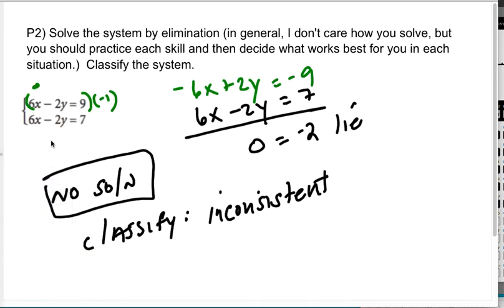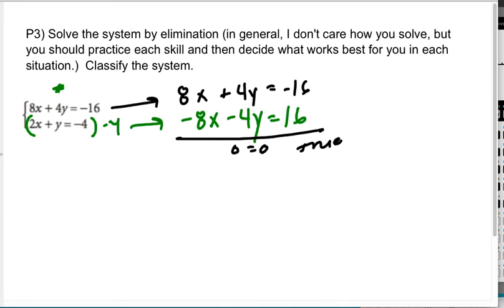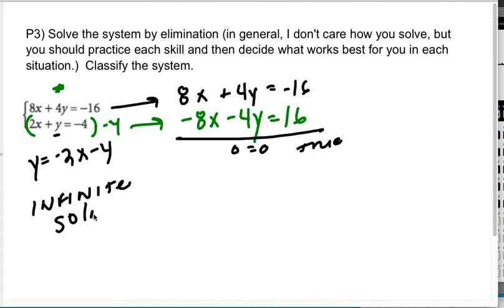So what that means, oh, my bad, didn't mean to go back, guys. Okay, so what that means, I'm going to pick the easiest equation to solve for y, which is totally this one. I get y equals negative 2x minus 4. What that means is that there's infinite solutions of the form a, comma, negative 2a minus 4, right?